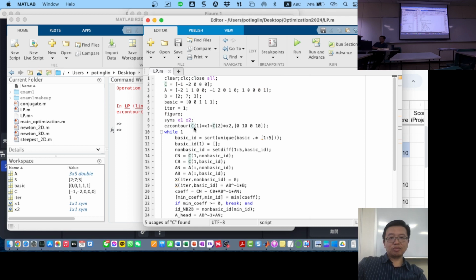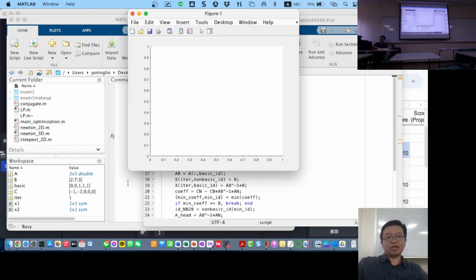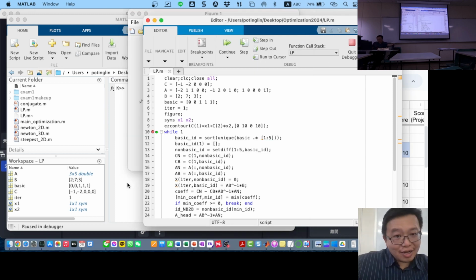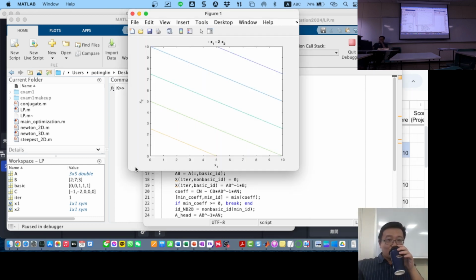C1, C. Yeah, why not? Okay, so it was running its drawing module.